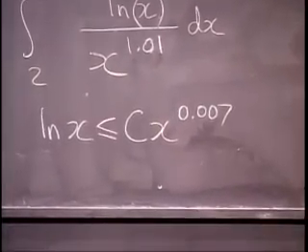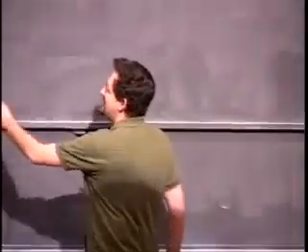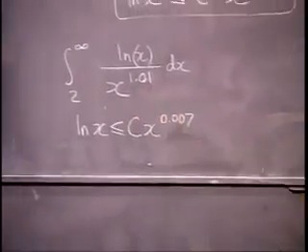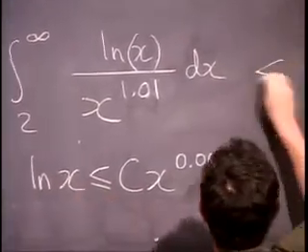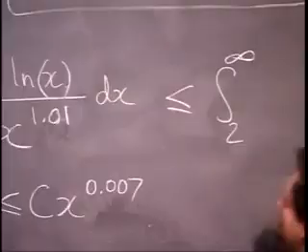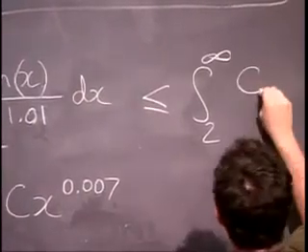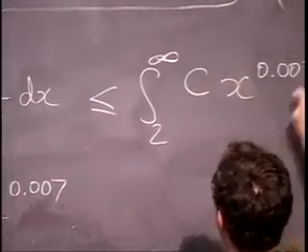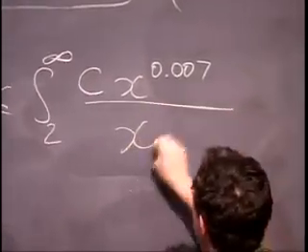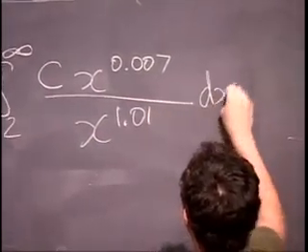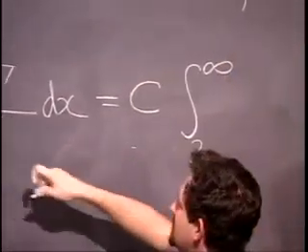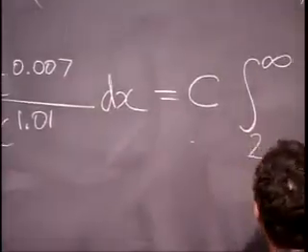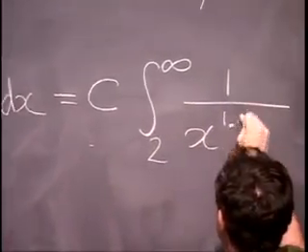Okay, I've always wanted to do that on camera. I don't know why. Okay, anyway, so you could pick any number here so that when you take it away from 1.01, you are still on the correct side of 1. Let's see what happens if we use this. This is less than or equal to the integral from 2 to infinity, constant x to the 0.007 over x to the 1.01. And when you cancel this down, the constant comes out of the integral. You are left with x to the 1.003.